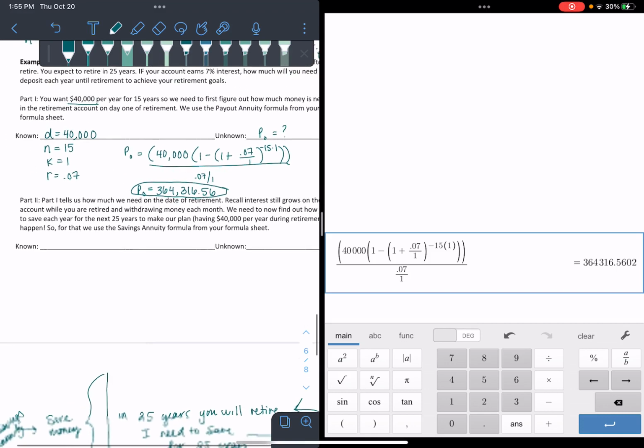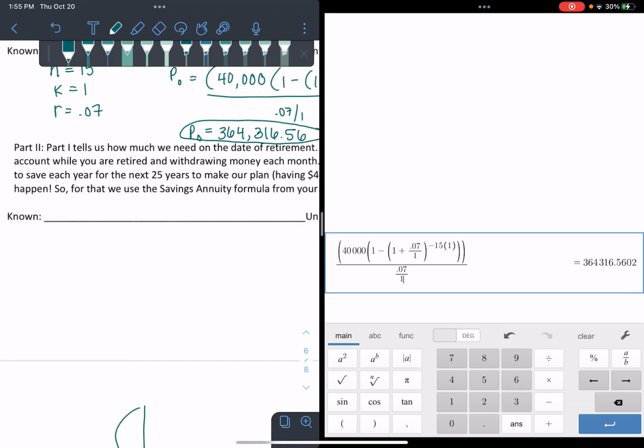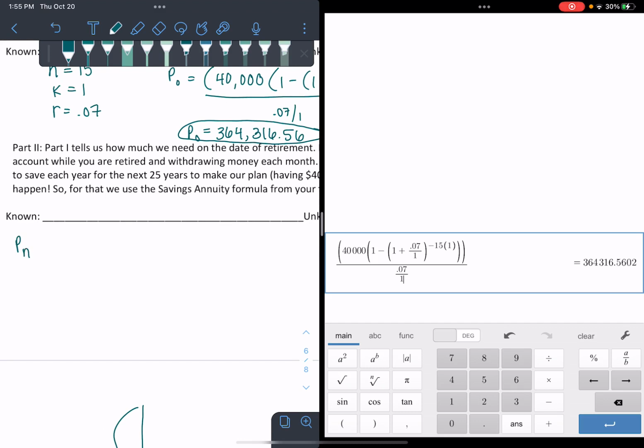So now that we know that number, now we need to figure out how much we need to save every year in order to meet that requirement when we retire in 25 years. So now that P sub 0 becomes my P sub N. That's what we now want in the account at the end of our saving for 25 years. So I'm going to write that in for P sub N because that is now part of my savings annuity. So P sub N is that.